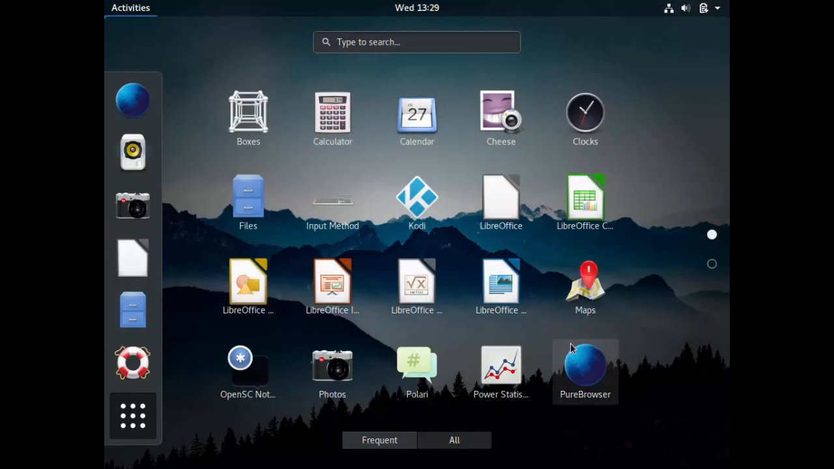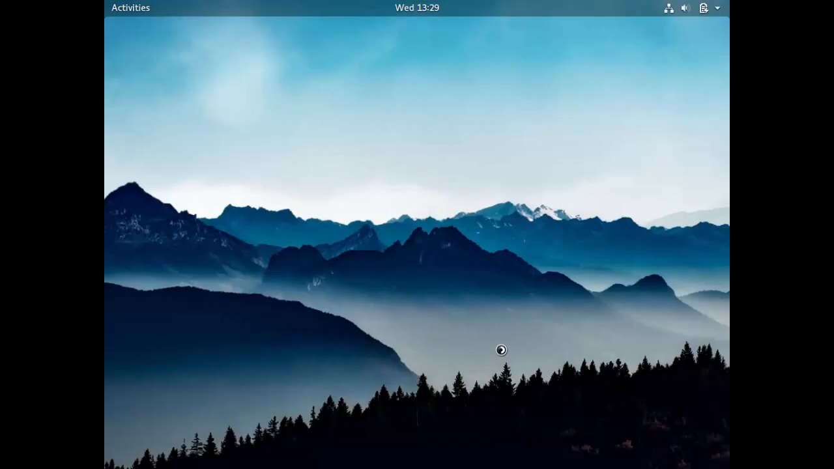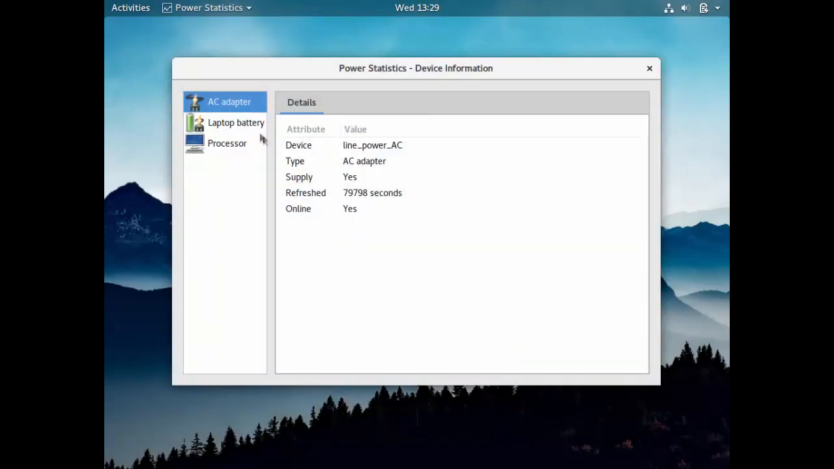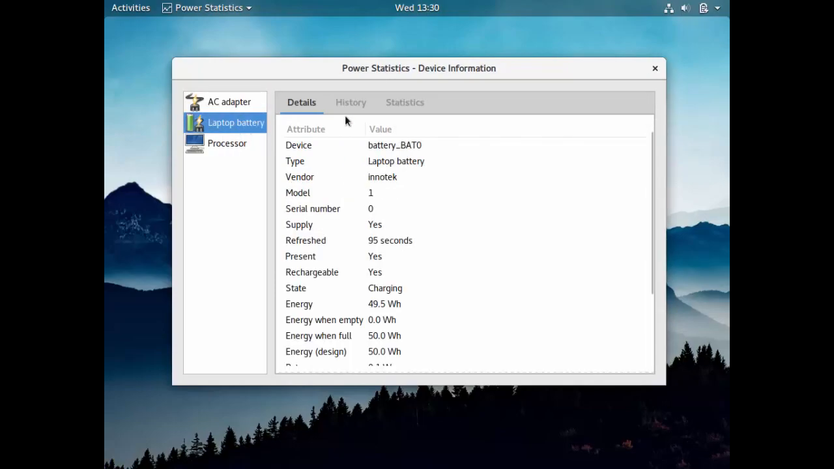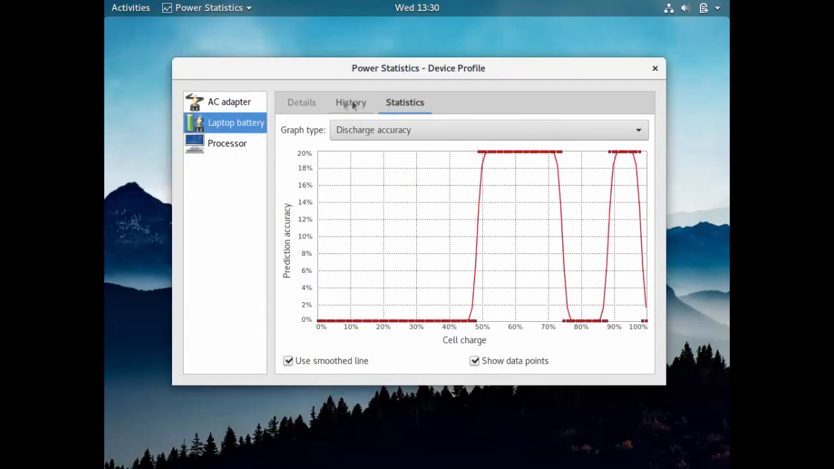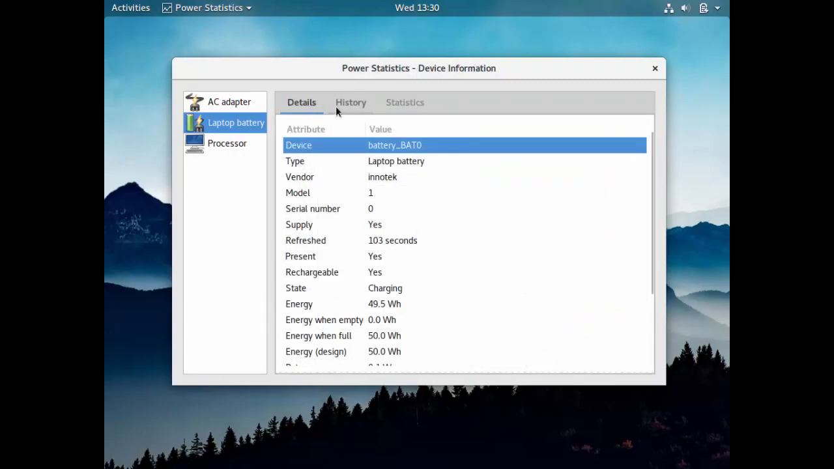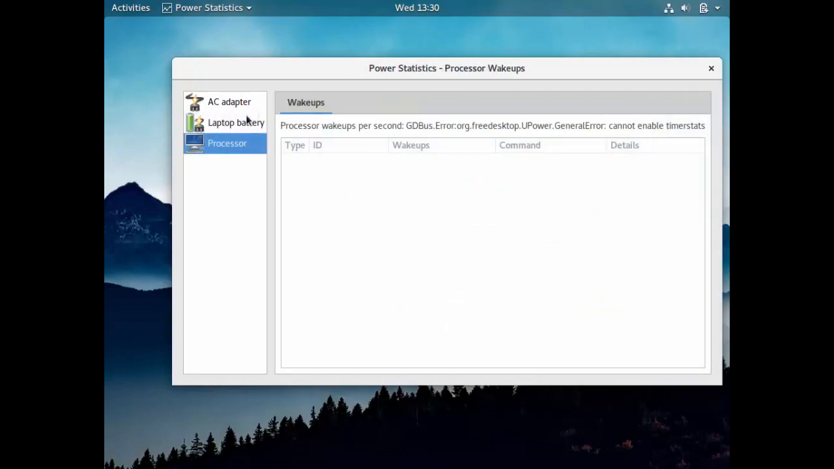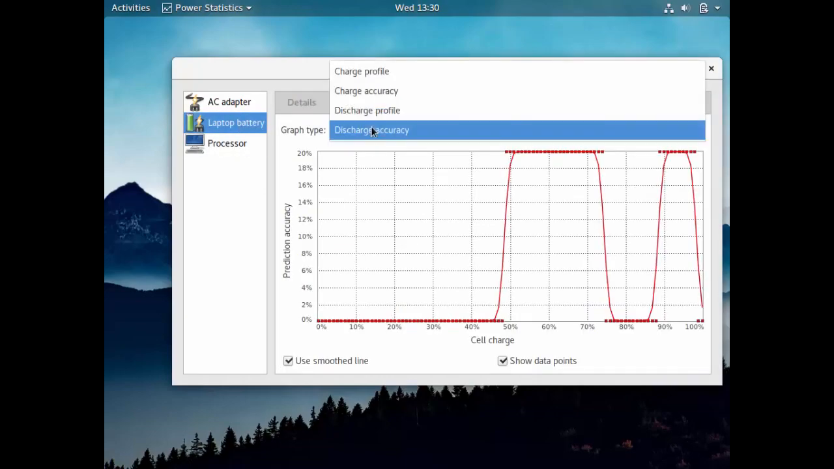The two main applications that attracted me are the Power Statistics and the Pure Browser. It is interesting to find an application that plots our battery usage in the form of a graph and provides us with the statistics. Here, when we open the Power Statistics application, we can get the statistics of the battery usage, and it's worth mentioning that we can change the graph type as well. Look, we can change the graph type.